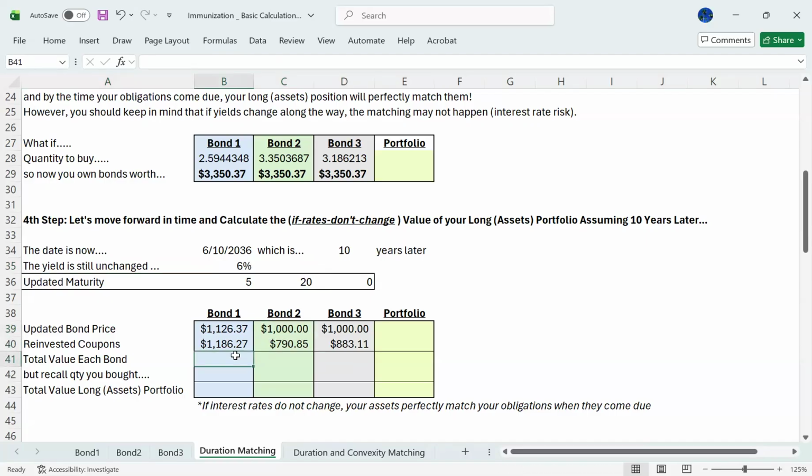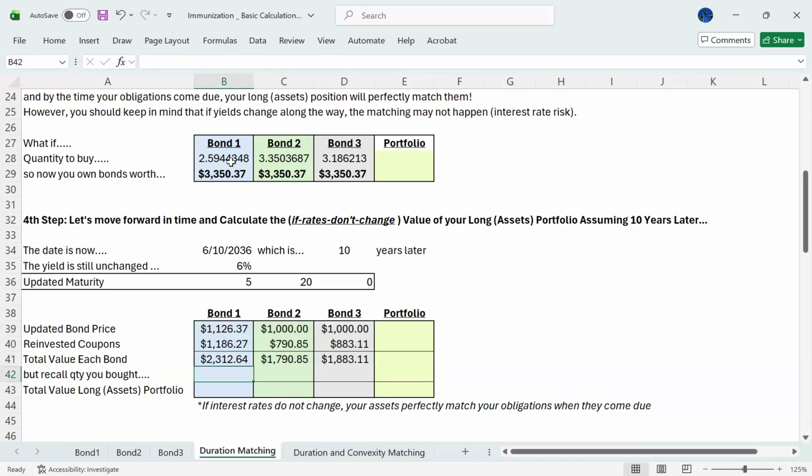When I add the two components, for bond 1, I will have a total of 2,312. For bond 2, I'll have a total of 1,790. For bond 3, when I consider these two components, I'll have a total of 1,883. Okay. Now, but let's keep in mind that we didn't buy a single bond of each. This is per each bond.